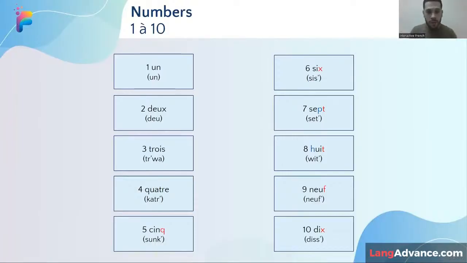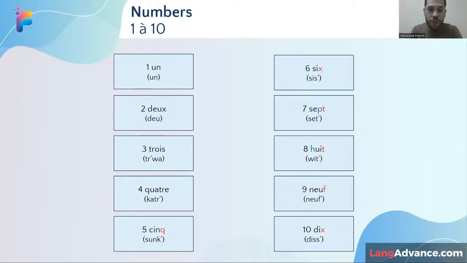Okay, so as you can see also on the numbers, we have some letters in red. The letters in red you pronounce, okay? So the Q at the end of cinq, make sure you pronounce the K sound. For six, you would pronounce the S at the end, right? Then we have sept, ending with T. The P, which is in blue, you don't pronounce, but the T, you pronounce.